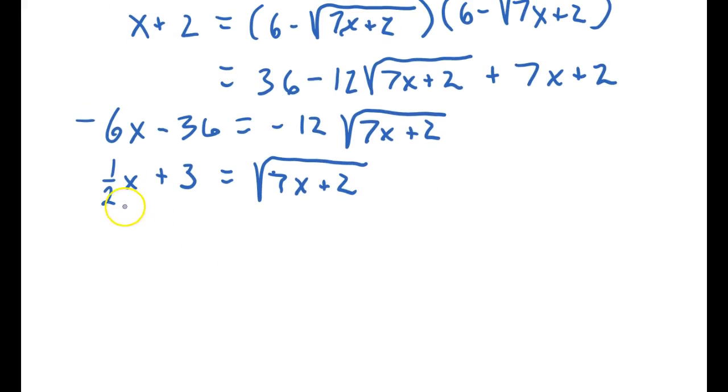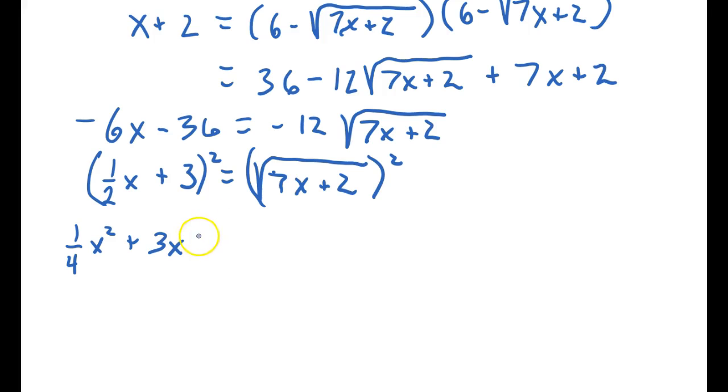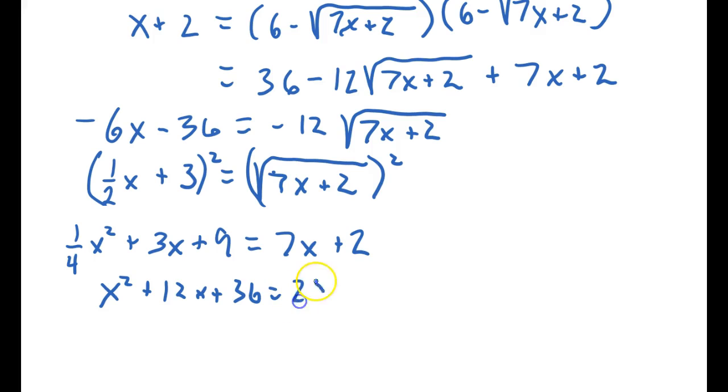Okay, square both sides again to get rid of this last radical, and I'm going to get 1/4 x squared plus 2 times 1/2 x times 3 is 3x plus 3 squared. And over here I get 7x plus 2. I don't like that 4 there, so I'm going to multiply everything by 4. So I'm going to get 1x squared plus 12x plus 36 equals 28x plus 8.